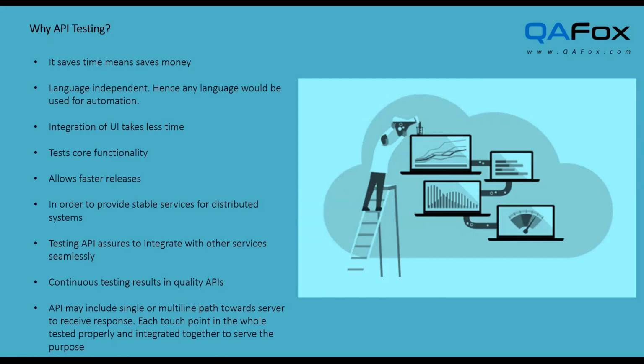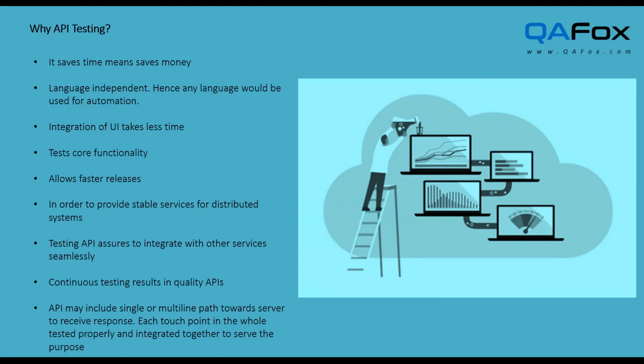An API may include a single or multi-line path towards the server to receive a response. Suppose I made a request saying please get some details. I have provided some ID to our server, but our server may or may not contain the details for the ID we provided. If the ID-related details are not present internally in our system, then that server makes another request to the other server, which may know that yes, this particular ID is available on this server. Then it gets the information from that server and provides the whole response to us.